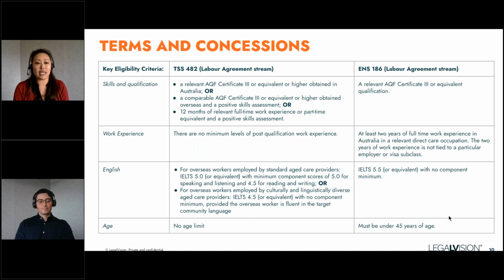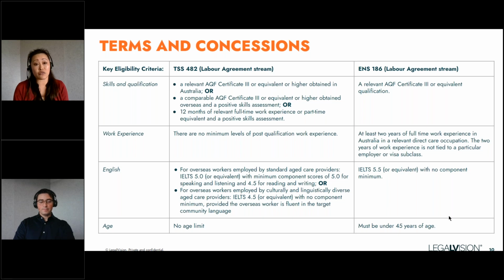So in general, really understanding what the skills requirements are for those workers that you want to sponsor. The great news with the 482 visa under this aged care labour agreement is that they don't need to demonstrate a minimum post-qualification work experience. So in the first box, they can basically meet one of those criteria. They can have the relevant educational qualification. If they don't, they may obtain a positive skills assessment. If they don't, then a certain amount of work experience could substitute for the formal qualification as well. So those are the minimum skills and qualification requirements.